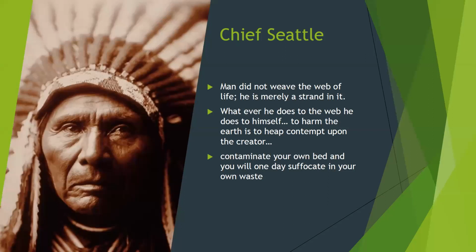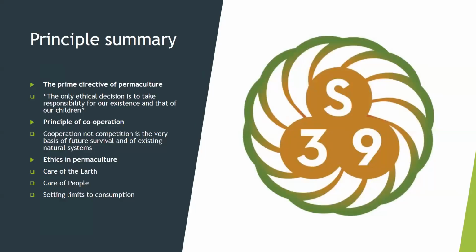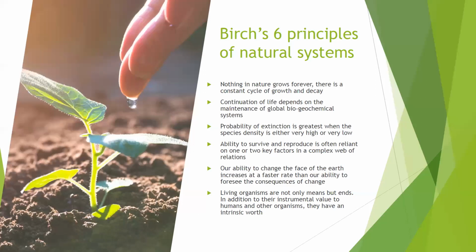We're also reminded man did not weave the web of life. He is merely a strand in it. Whatever he does to the web, he does to himself. To harm the earth is to heap contempt upon the creator. Contaminate your own bed and you will one day suffocate in your own waste. So we've got these ethics, but we've got them for a reason, and we're trying to allow nature to teach us. We're trying to follow nature so that we can be successful, be abundant.